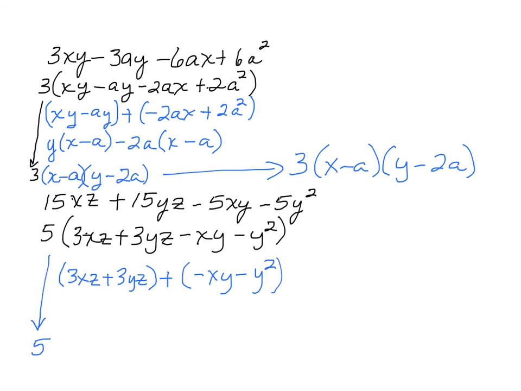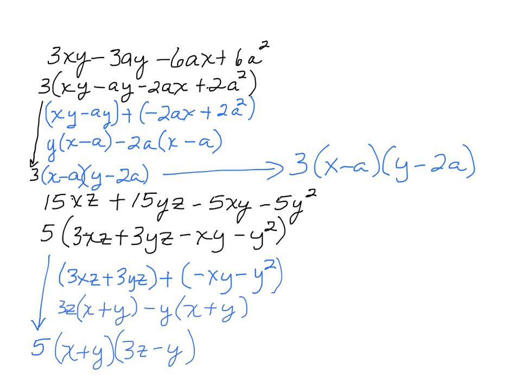Okay, so let's see. Now we can factor out a 3z, and it leaves us x plus y. And over here we can factor out a negative y, and it would leave us x plus y. So at the very end we have 5 times all of this. X plus y is the common factor, and what comes out is 3z minus y. And there you have it. We have just factored by grouping.